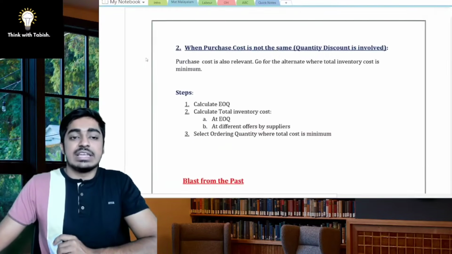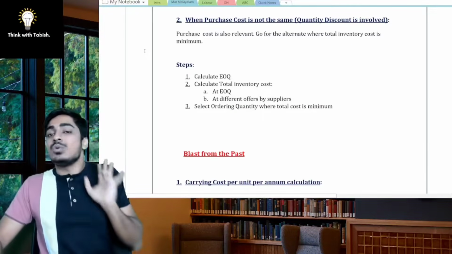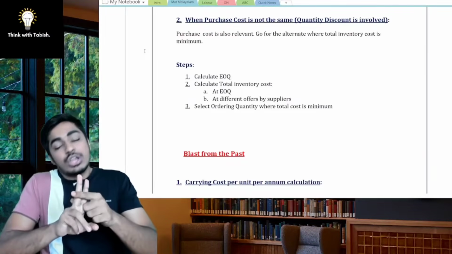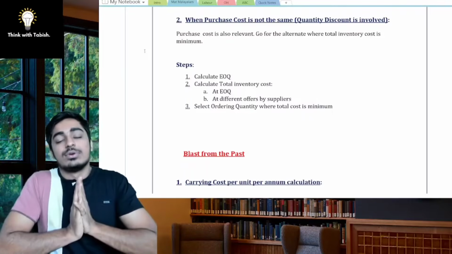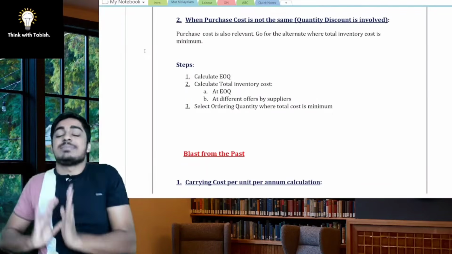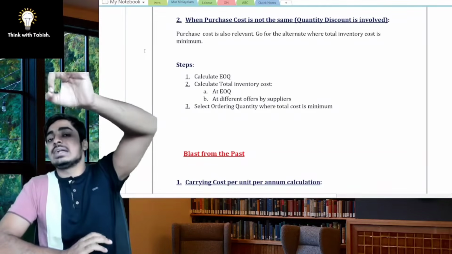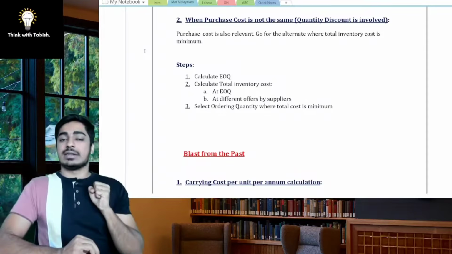This is calculation of EOQ when there is no discount. Secondly, when discount is available. Yes, so purchase cost is also relevant, ordering cost is also relevant, carrying cost is also relevant. So what is it that we have to do? For every offer by supplier, we have to calculate the total cost. And whatever is the alternative wherein the total cost is minimum, we are going to choose that alternative.